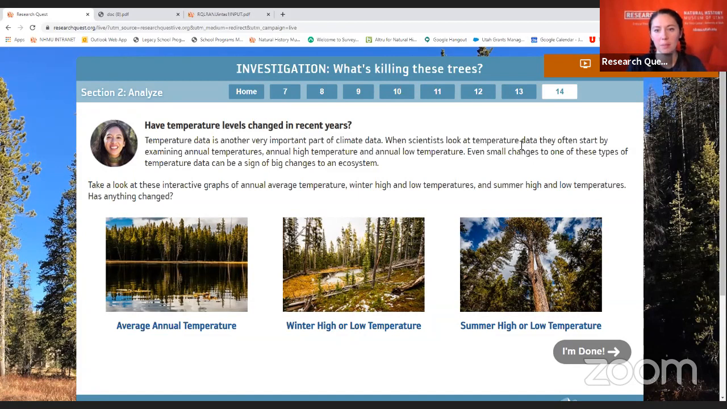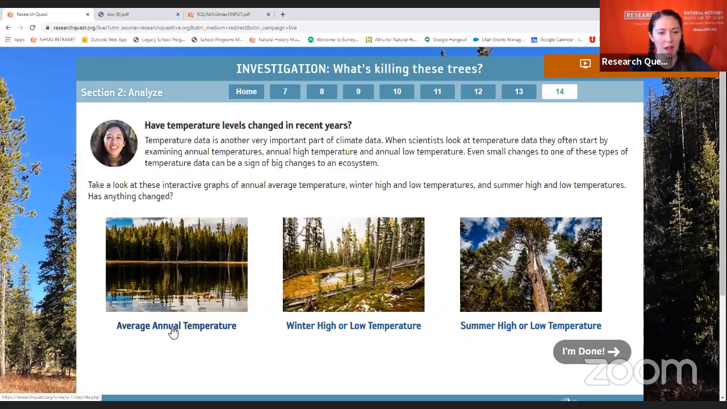When scientists look at temperature data, they often start by examining annual temperatures, annual high temperature and annual low temperature. Even small changes to one of these types of temperature data can be a sign of big changes to an ecosystem. So let's take a look. It says, take a look at these interactive graphs of annual average temperature, winter high and low temperatures, and summer high and low temperatures. Has anything changed?